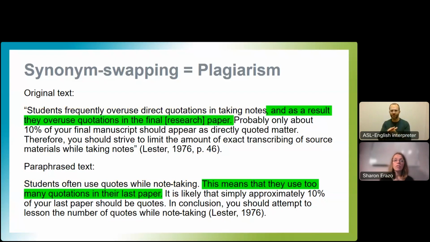Moving on, it says, as a result, they overuse quotations in the final research paper. The paraphrase says, this means that they use too many quotations in their last paper. Now here, the author has actually created two sentences where there was one before, right? It was a longer sentence and they have created two, so that's a step in the right direction. However, it still is quite similar in the overall order of information. And also, if you look at the last part of that highlighted text, the final research paper has been paraphrased as their last research paper. So they've used the word final, looked for a synonym, last, and inputted that into their paraphrase.